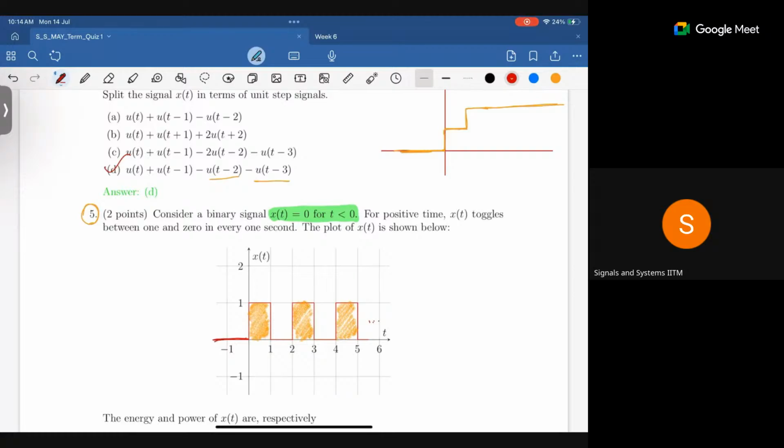So how do I compute power? Observe, this is not a periodic signal. You can't just simply compute the average energy in this interval and say that is the power for the signal. So this cannot be done, and the reason is this is not a periodic signal. So how should I compute it? Using the formula that I know.